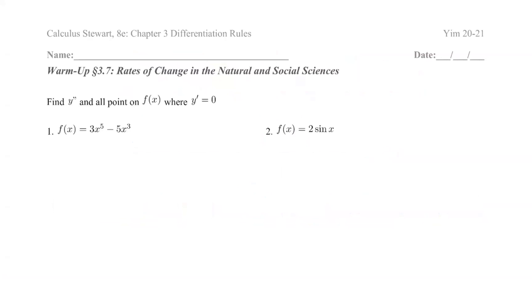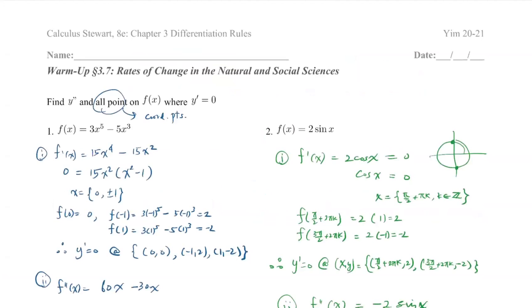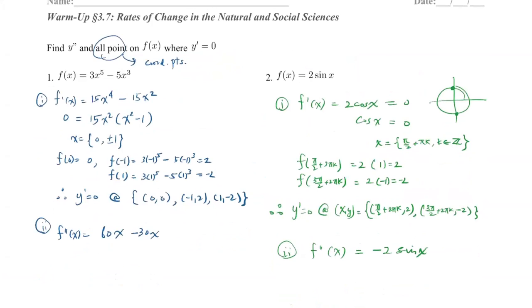All right, guys, we're back. And this is what you should have gotten. The key point, this is a common mistake, by the way. A lot of the students, when they see this point, they just give me the x coordinate. Please don't do that. When we say all points, I'm looking for actual coordinate points, right?